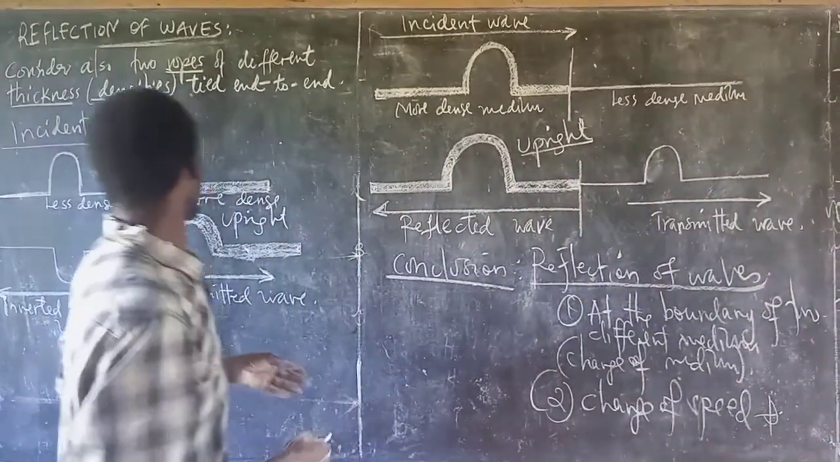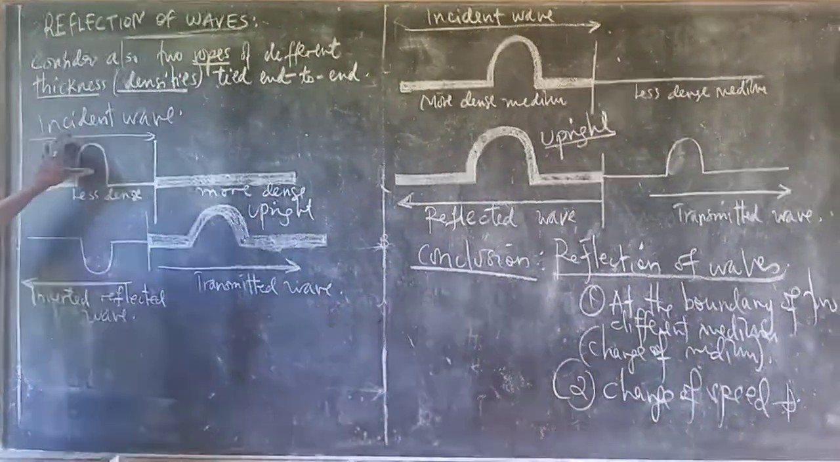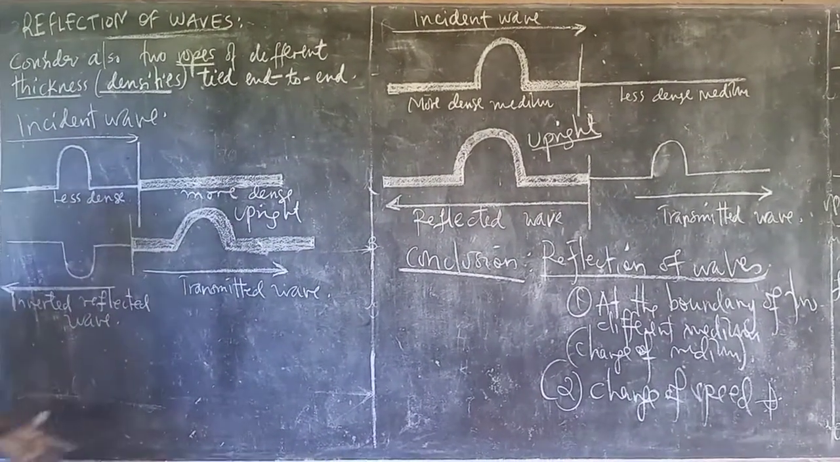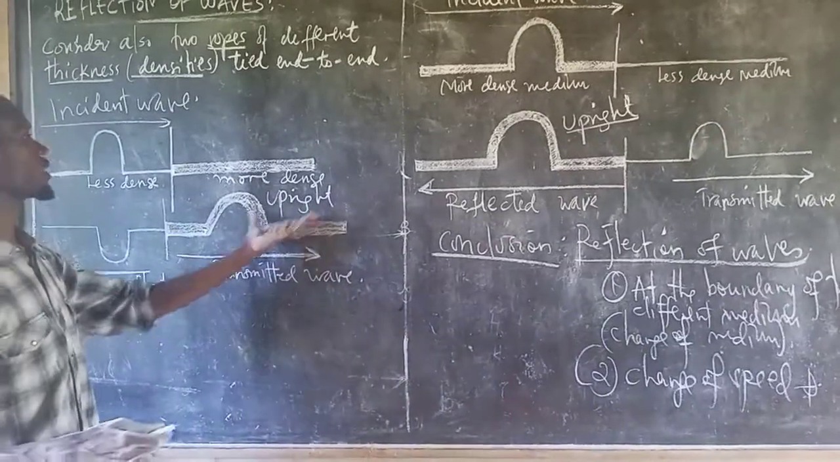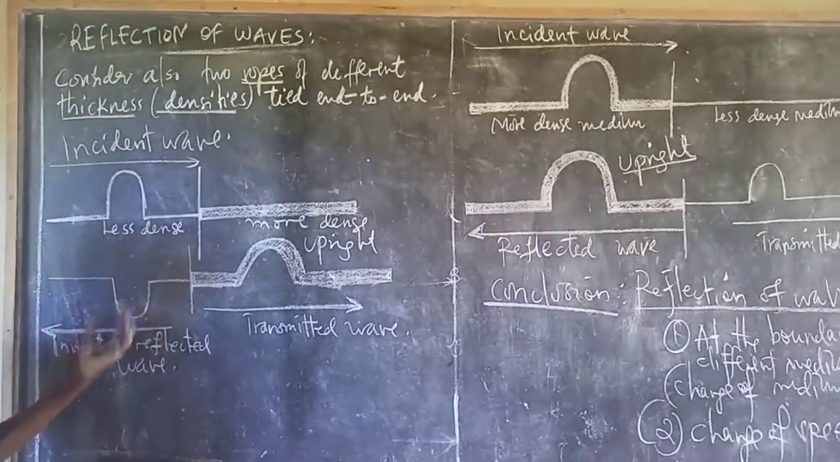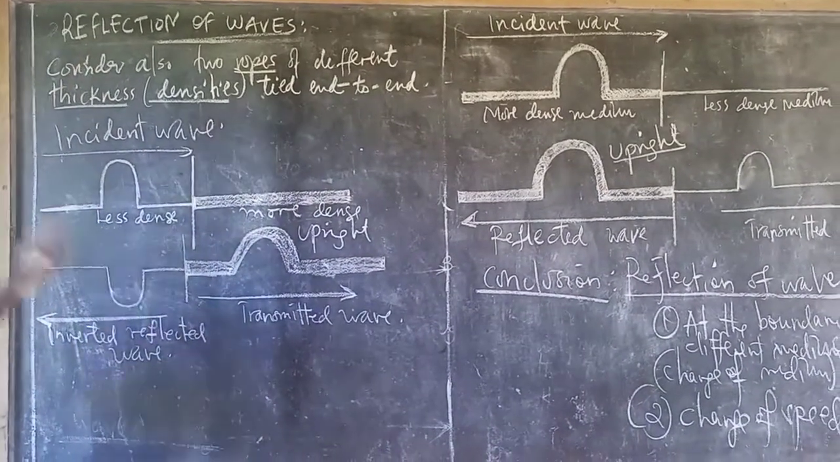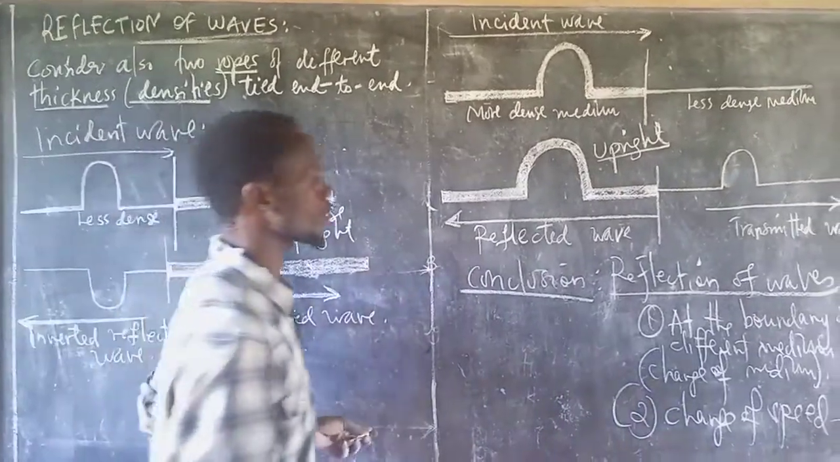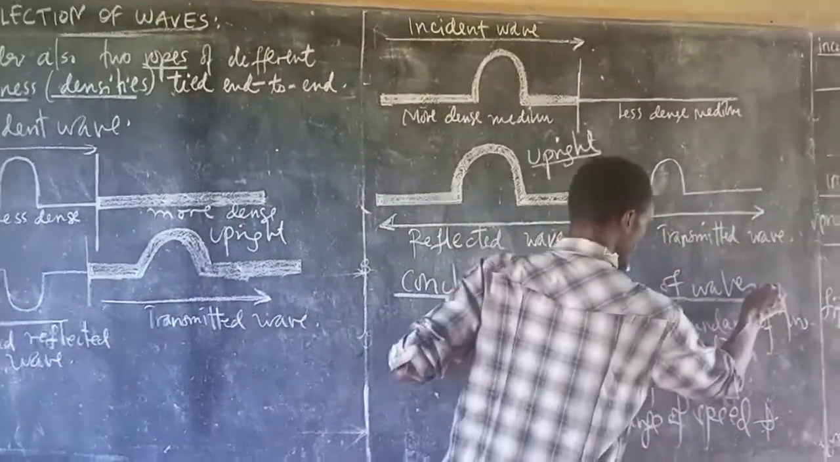But if the propagation of the wave comes from the less dense medium to the more dense medium, the transmitted wave is upright, while the reflected wave is inverted. So this is very important for us to understand how this reflection of wave happens.